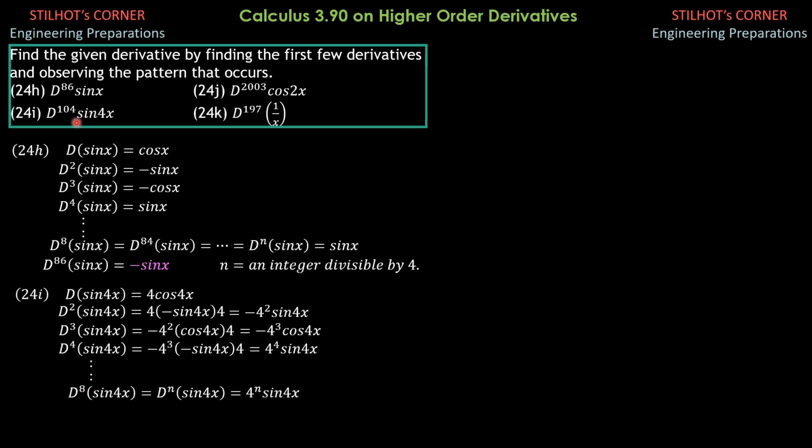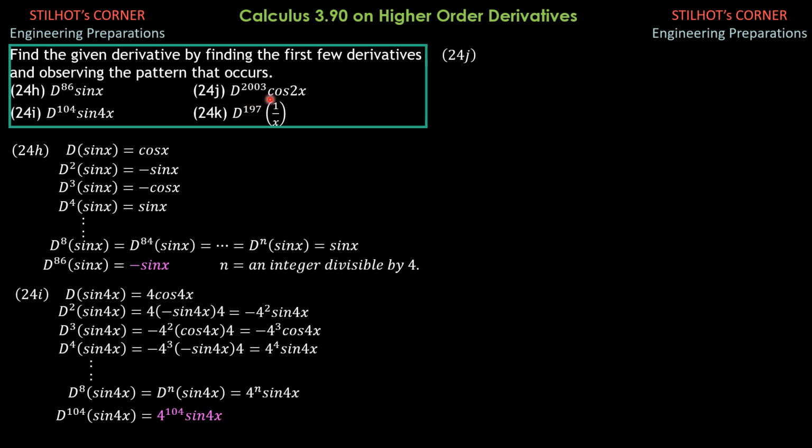Since 104 is also divisible by 4, the 104th derivative of sine 4x is 4 to the 104 sine 4x. So 4 to the 104 sine of 4x. We proceed to 24J.